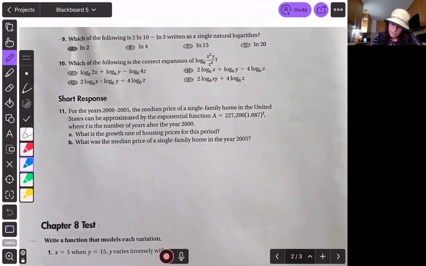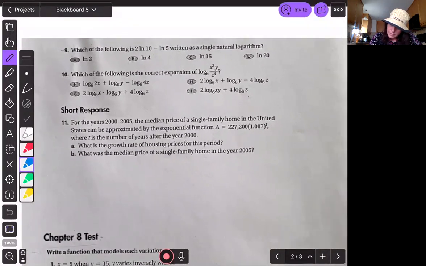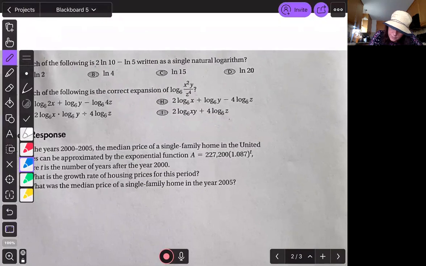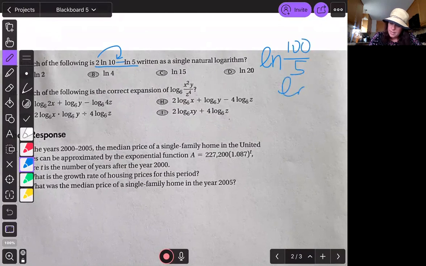Here we go. Which of the following is written as a single natural log? Okay, so for this one, we need to get this into one single natural log. So we have 2 natural log of 10 minus natural log of 5. These are 2 properties happening here. The 2 is going to move up on top. Okay, we're going to write as one single natural log. So 10 squared is 100. And the minus tells us to divide. So I get the natural log of 20. And so the answer would be D.